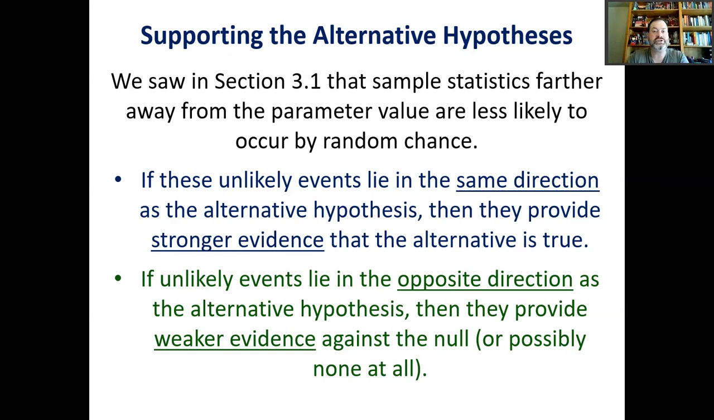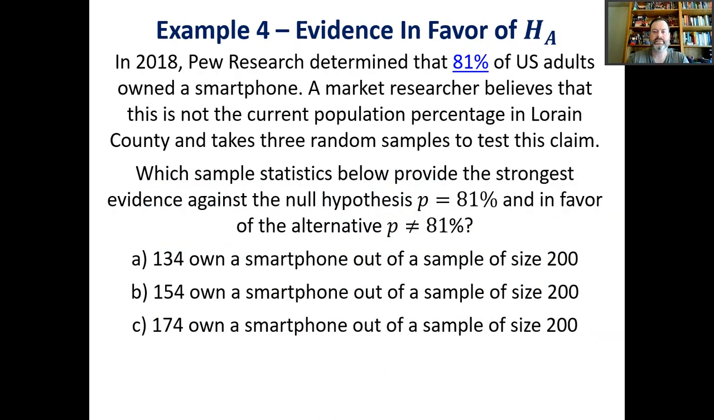If our box plots would have shown us, so I'll try to do this with my hands. Everything's backwards though. The box plots we saw, the top graph was to the right. If the top graph had been to the left, then the evidence from the sample would point in the opposite direction as the alternative hypothesis. That would provide no evidence or very weak evidence. So let's see how this works. In 2018, Pew Research determined that 81% of U.S. adults owned a smartphone. There's a link here to the study if you want to read it.